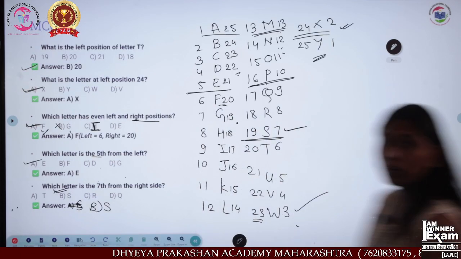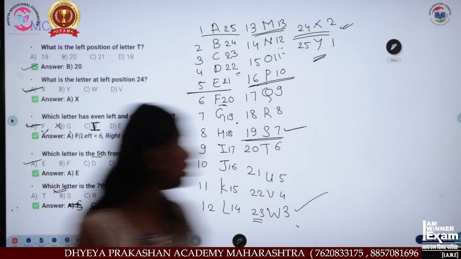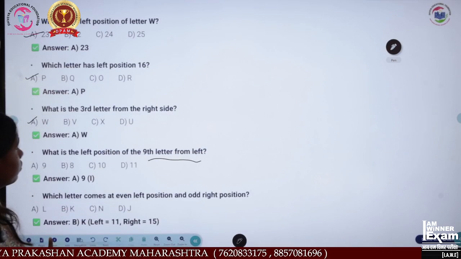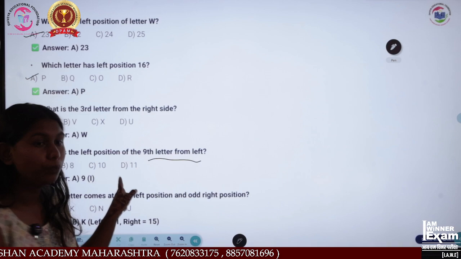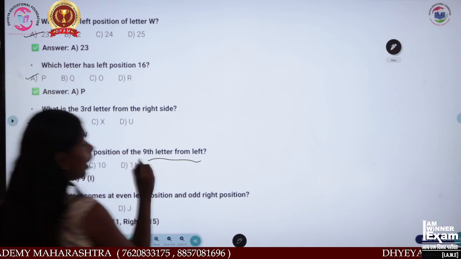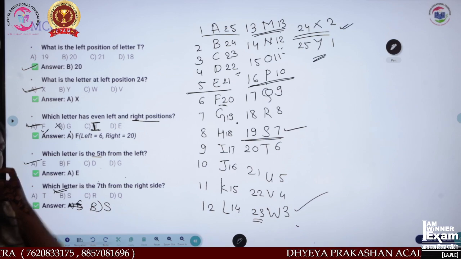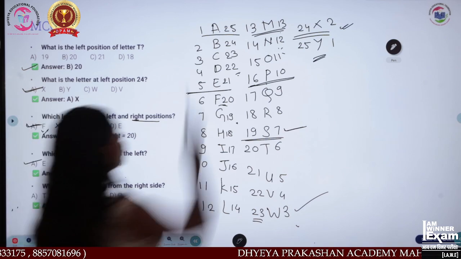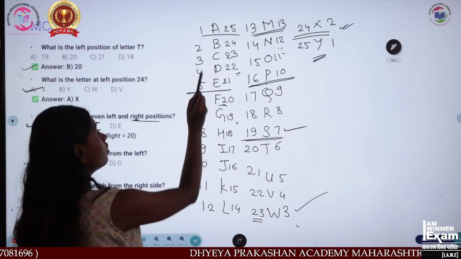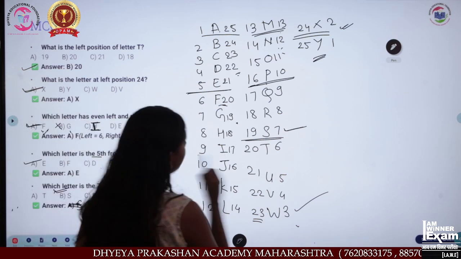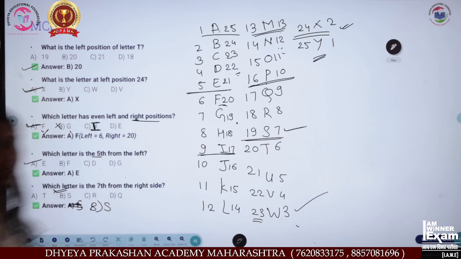Now what do we have? The question is: what is the left position of the ninth letter? Let's see. First, second, third, fourth, fifth, sixth, seventh, eighth and ninth. So this is the ninth letter from the left.